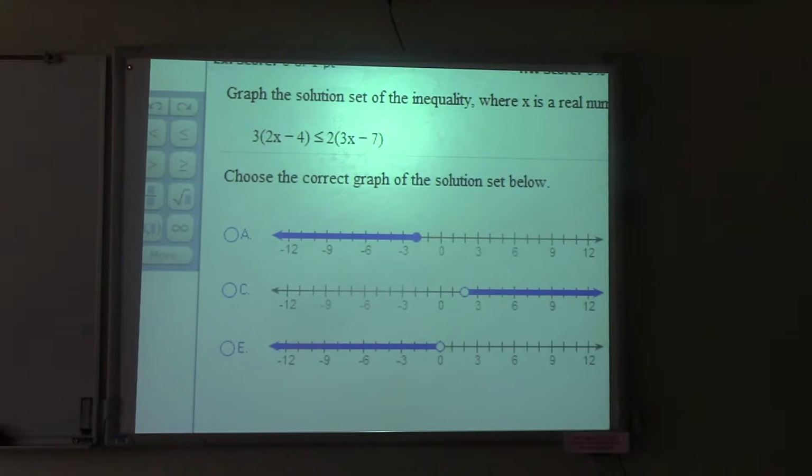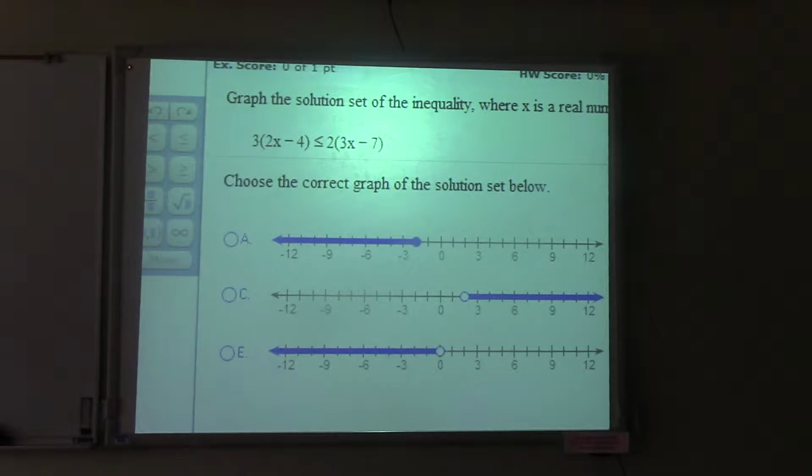And these are real numbers, so you don't have to worry about the integer. It says, graph the solution set of the inequality where x is a real number, meaning fractions, decimals, and whole numbers. And hit freeze, please.